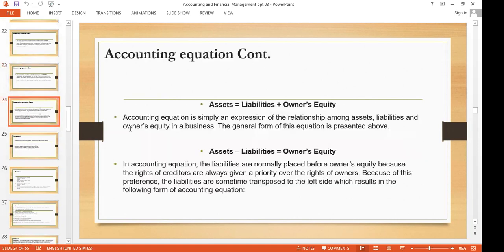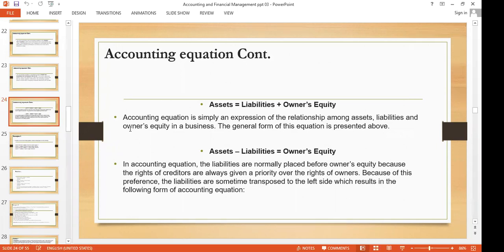This is the equation. Assets equal liabilities plus owner's equity. The accounting equation is simply an expression of the relationship among assets, liabilities, and owner's equity in a business.